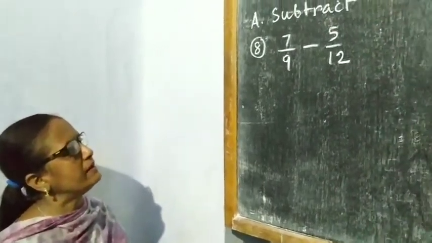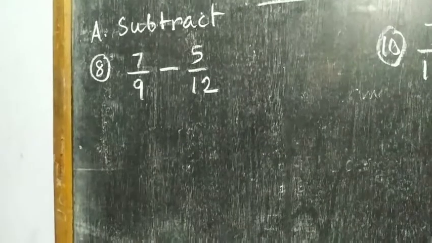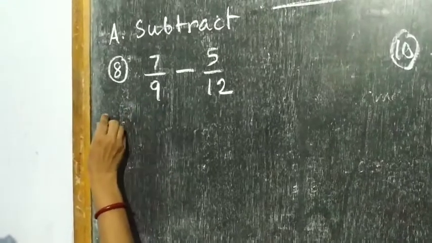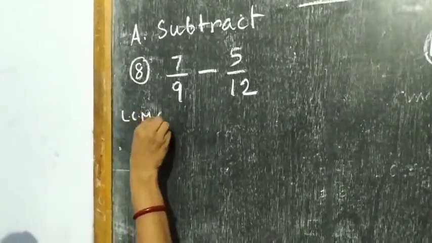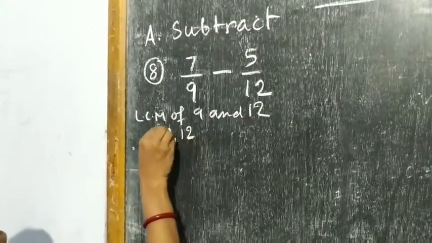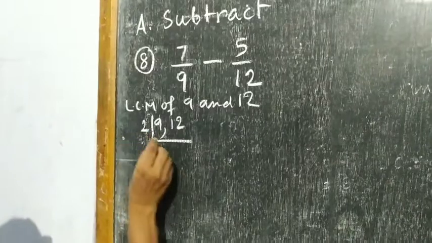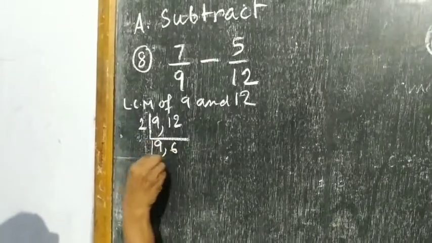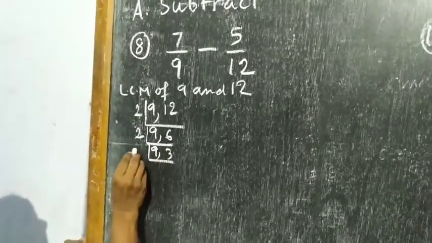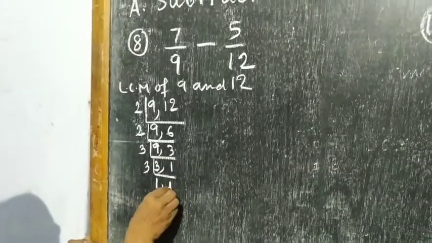Children, let us do sum number 8. Now you have to subtract 5 by 12 from 7 by 9. So first you take the LCM of the denominators 9 and 12. So here also I shall use the repeated division method to find the LCM of 9 and 12. So first divide them by 2. So 9, 6. Again divide them by 2, 9, 3. Again divide them by 3, 3, 1. Again divide them by 3, 1, 1.